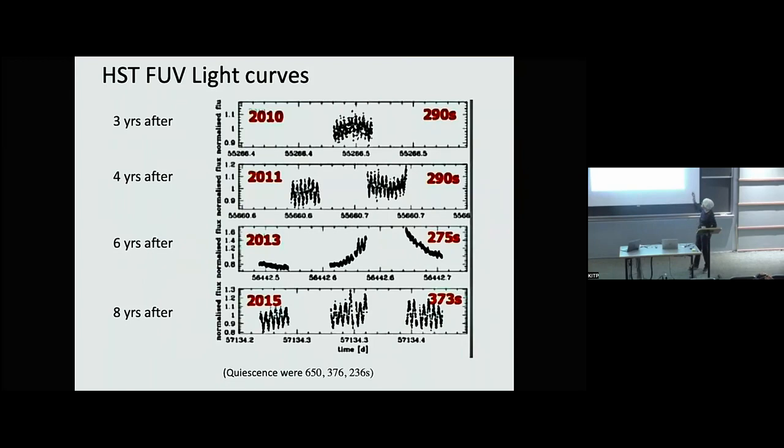In 2010, 3 years after, the period went to 290, and just as a reminder, here are the quiescent periods, those stable ones that were present for many years. And then as the years went on, 2011, 290, 2013, 275, it got shorter, 2015, it got longer, 8 years after.